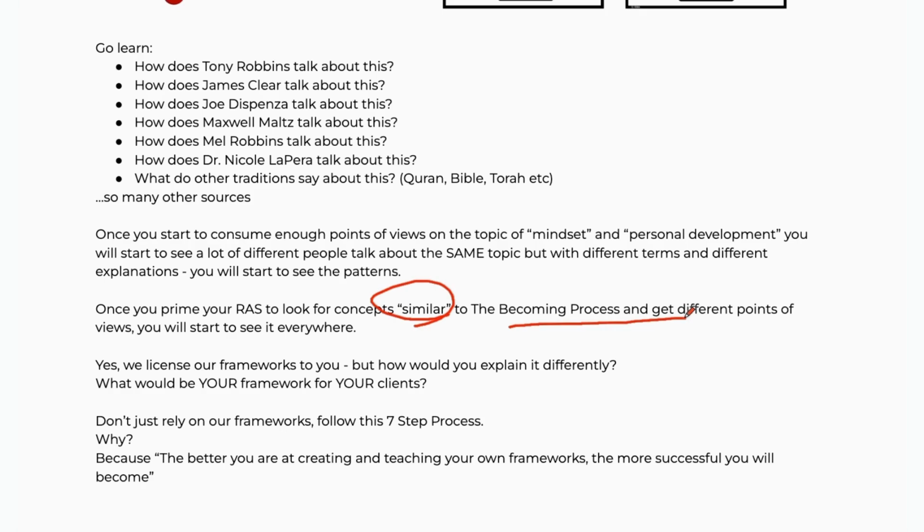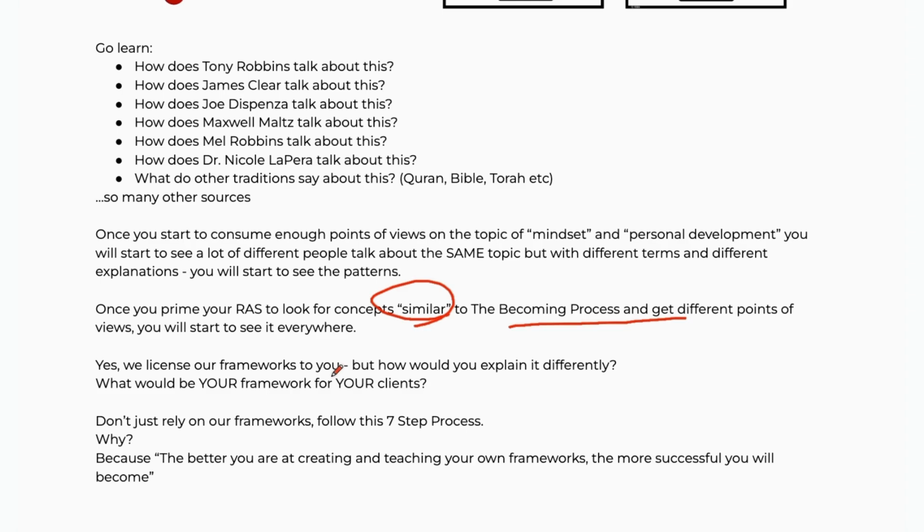And so yes, we do license our frameworks to you, but the question that you want to ask yourself is, by all means, go ahead and use the becoming process the way we talk about it, right? But the question is, how would you explain it differently? How would you explain your frameworks to your clients? And so like we talked about earlier, it might be a fulfillment framework. And obviously you can use our fulfillment frameworks. We've licensed them to you. You are an RWA student.